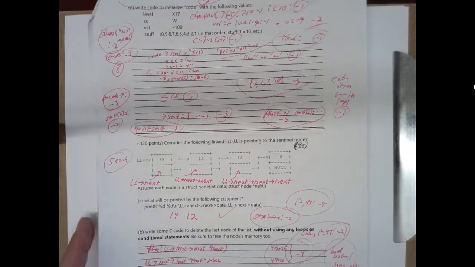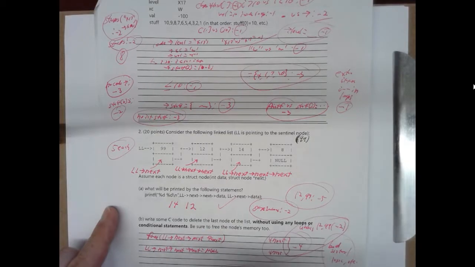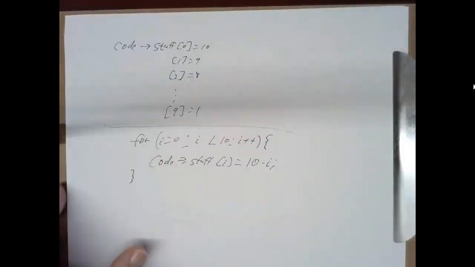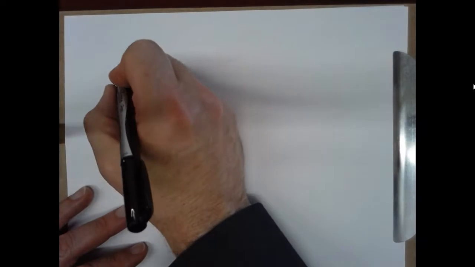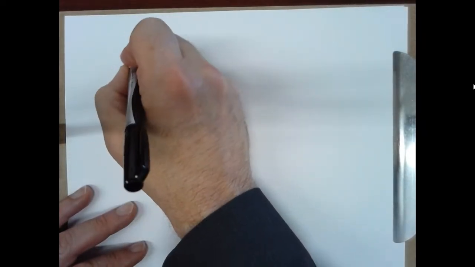Question 2, you've got this linked list. It's got a sentinel node, which is 99, and then you're asked to do various things. Okay, LL is the address of that first node. Most people nailed this, which was awesome. So this is your sentinel.